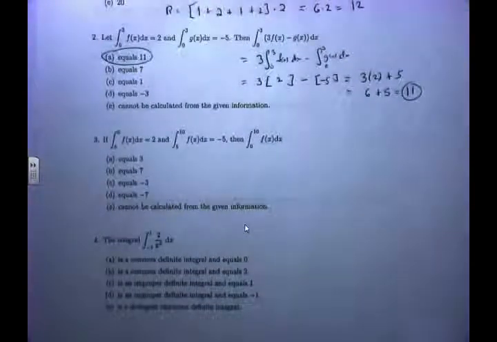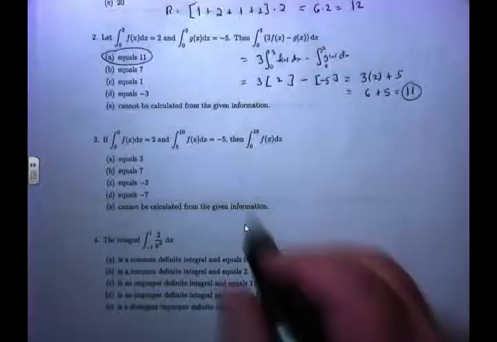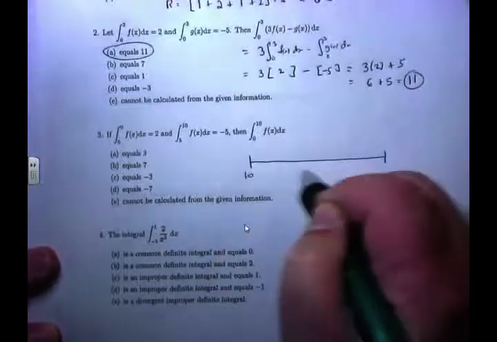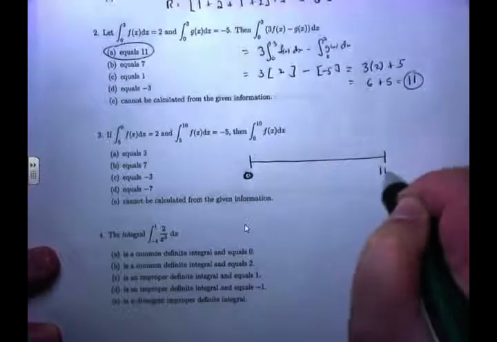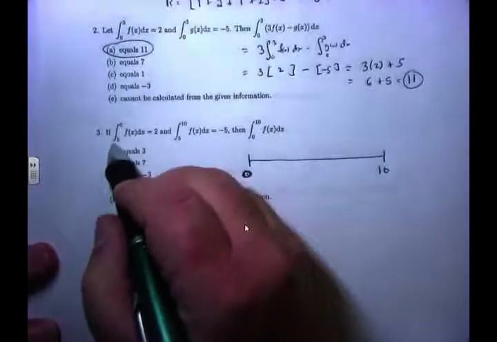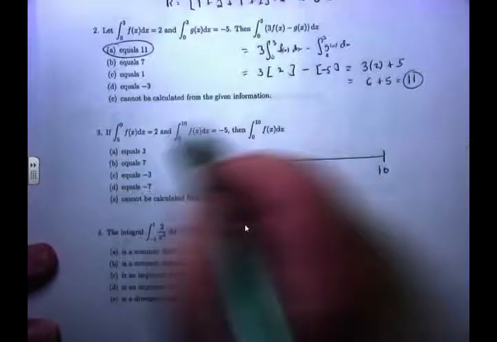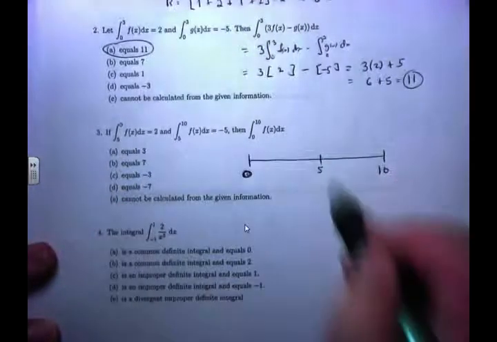If the integral from 5 to 0 of f of x dx is 2, and the integral from 5 to 10 of f of x is negative 5, what is going to be the integral from 0 to 10? All right. So, looks like I'm trying to go from 0 out to 10. Well, the integral from 5 to 0 of f of x dx is 2. So I'm going to integrate from 0 to 5.